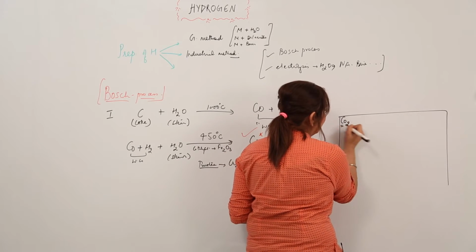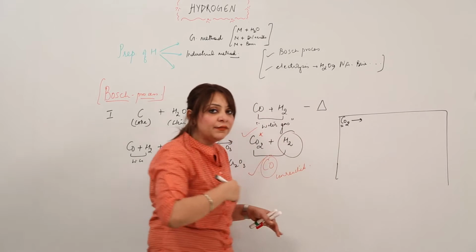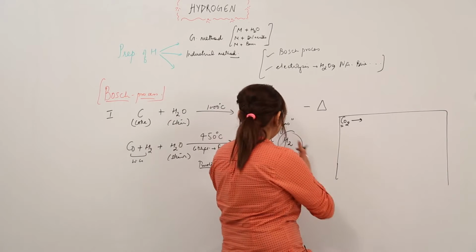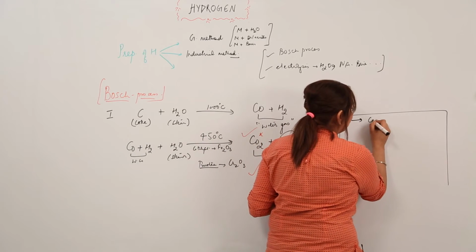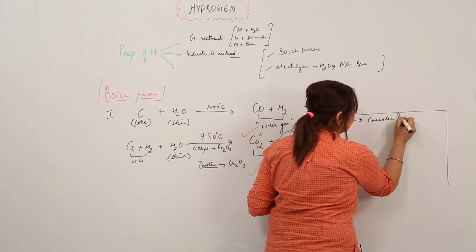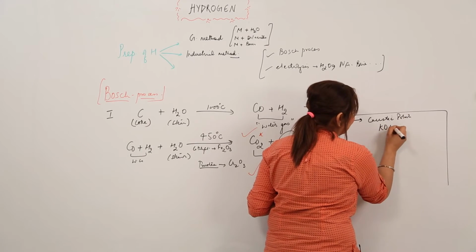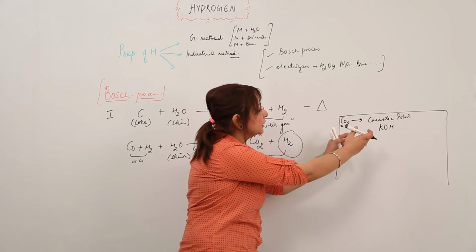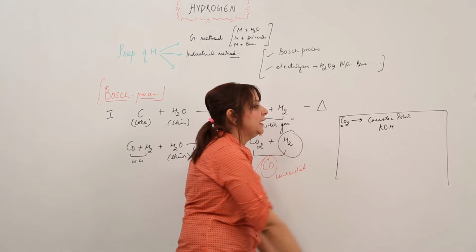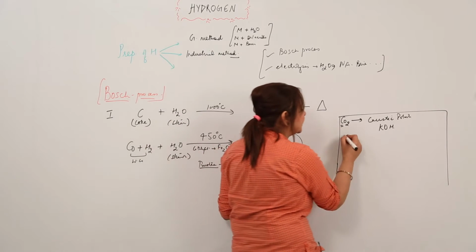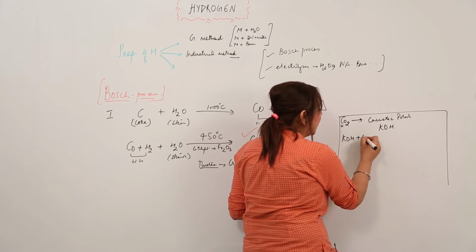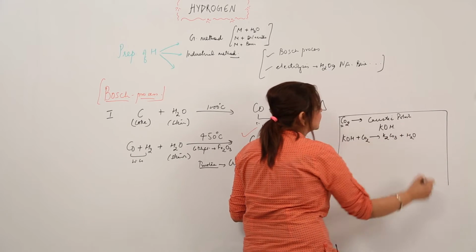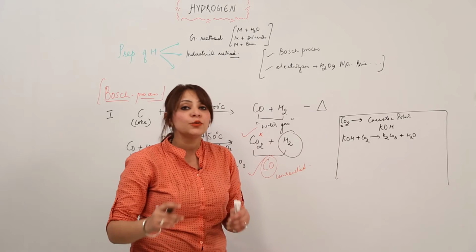If we wish to remove the CO2 from the mixture, we are going to pass this mixture through a solution of caustic potash, and you know that caustic potash is KOH, right? So we will pass this mixture into a container which contains the caustic potash. How is this caustic potash going to act? It will react with the carbon dioxide, leading to the formation of potassium carbonate, and along with that water will be formed. So that means CO2 is now removed.